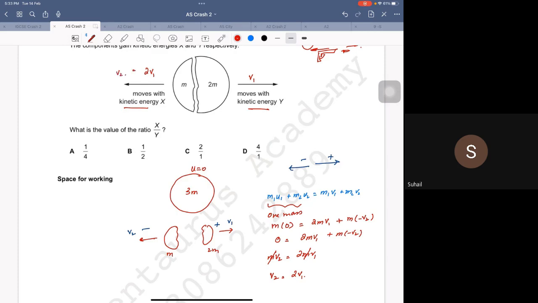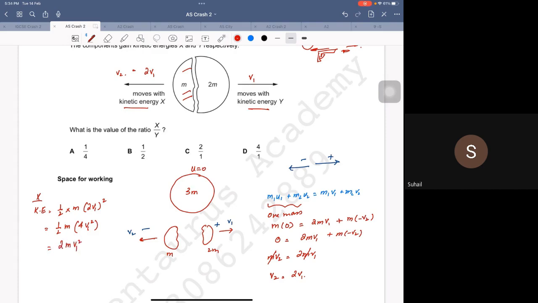Now, from momentum, we can actually find the velocity, and then we can use the kinetic energy formula. So we want to find the kinetic energy of this one, right? So for x, we can say kinetic energy would be half times mass, which was m, times velocity, which was 2v1, whole squared. So it's going to be half m times 4v1 squared. So this cancels out. What do you get?